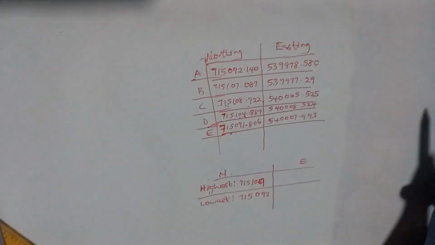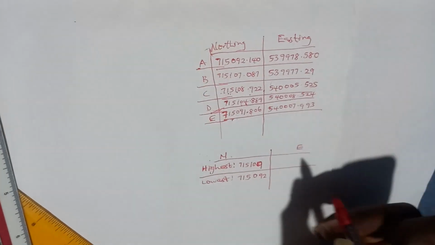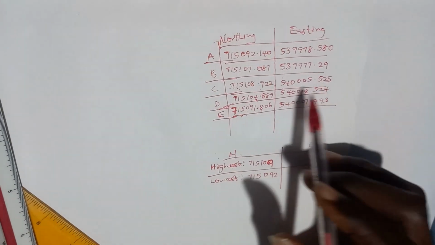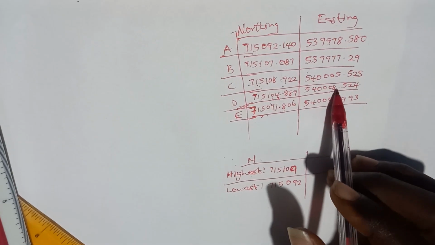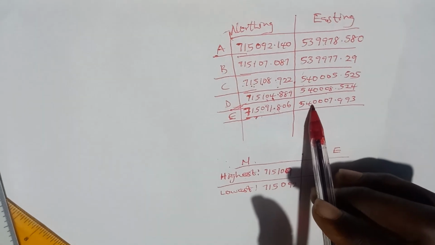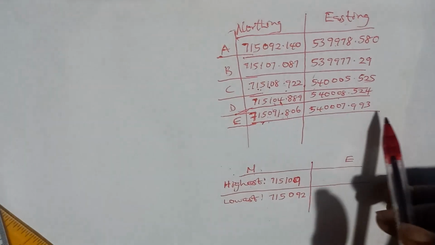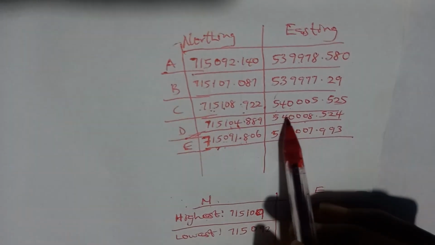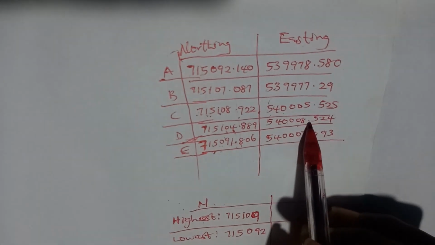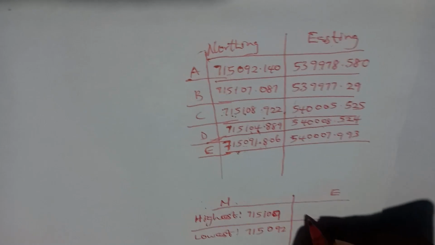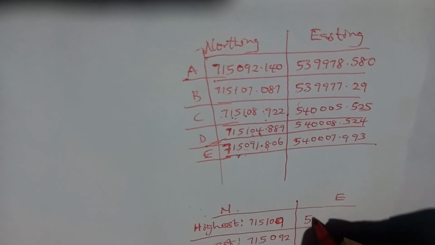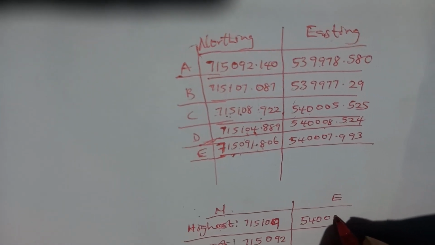Alright, for my easting now, I'll just look through my easting. We have 539, we have 539, we have 540. For the highest value, we have 540,005, 540,008, 540,007. So the highest value, when I approximate this 540,008 with a decimal of 0.5, is going to give me 540,009.